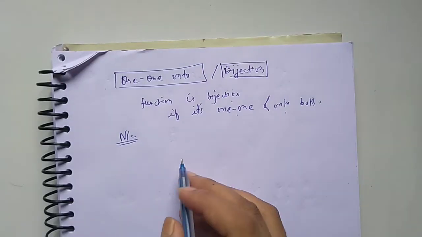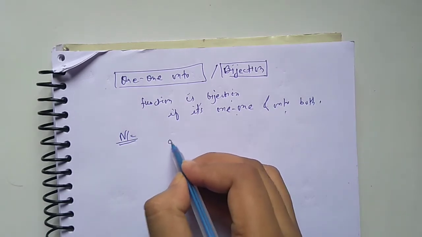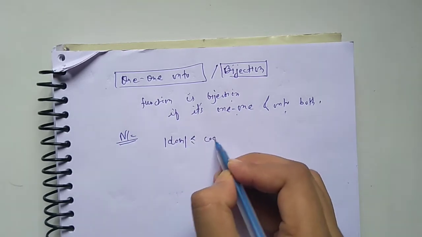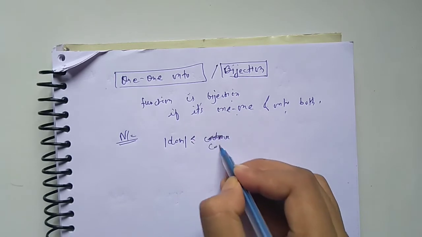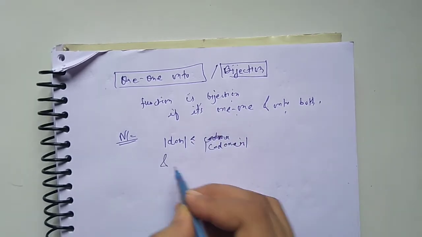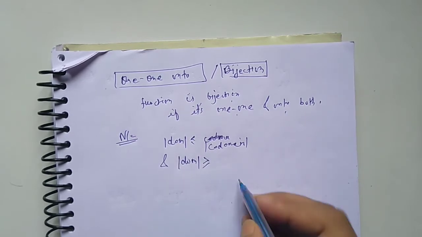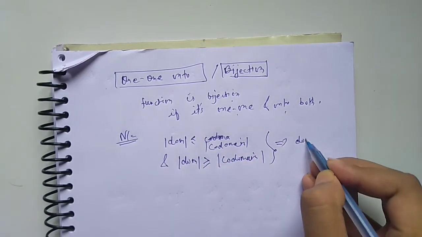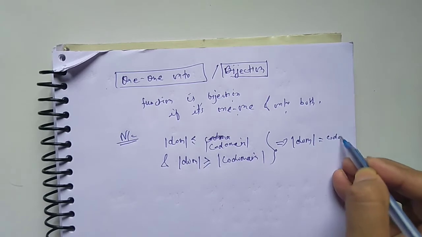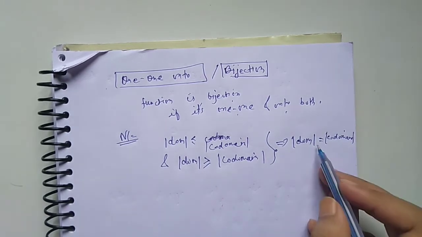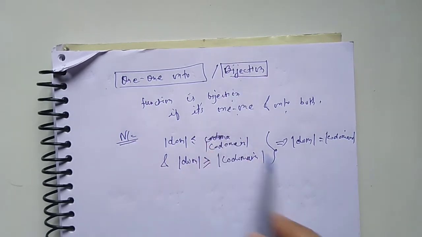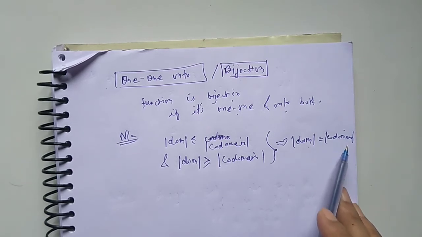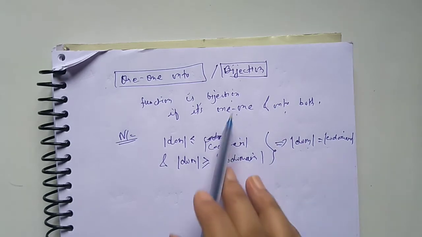So for any function to be 1, 1 and onto both, the cardinality of domain must be less than or equal to the cardinality of codomain and also the cardinality of domain greater than or equal to the cardinality of codomain. So both these conditions imply that the cardinality of domain is equal to the cardinality of codomain. So this is the necessary condition for any function to be a bijection. The cardinality of domain and the cardinality of codomain must be equal. Then we will check whether a function is a bijection or not. This is the first condition to be checked in the process of checking bijection.